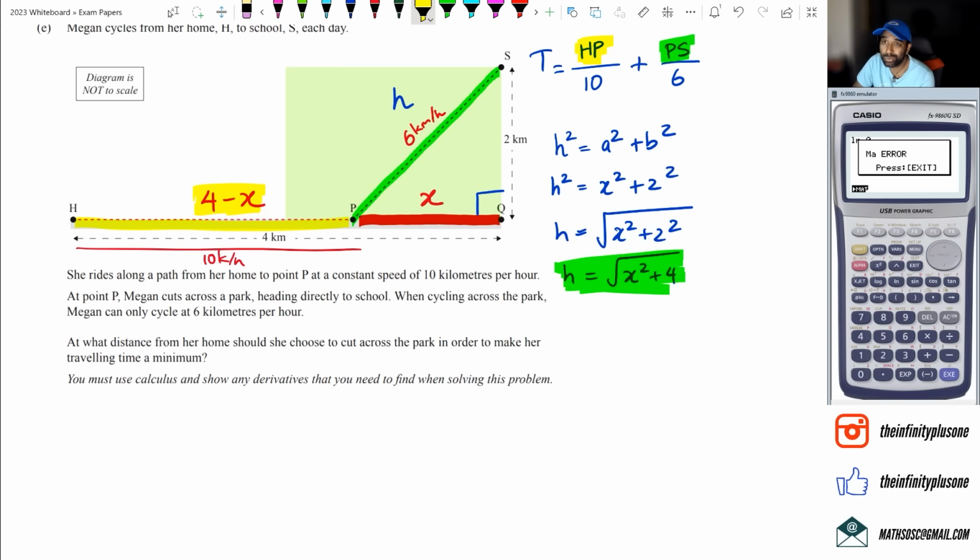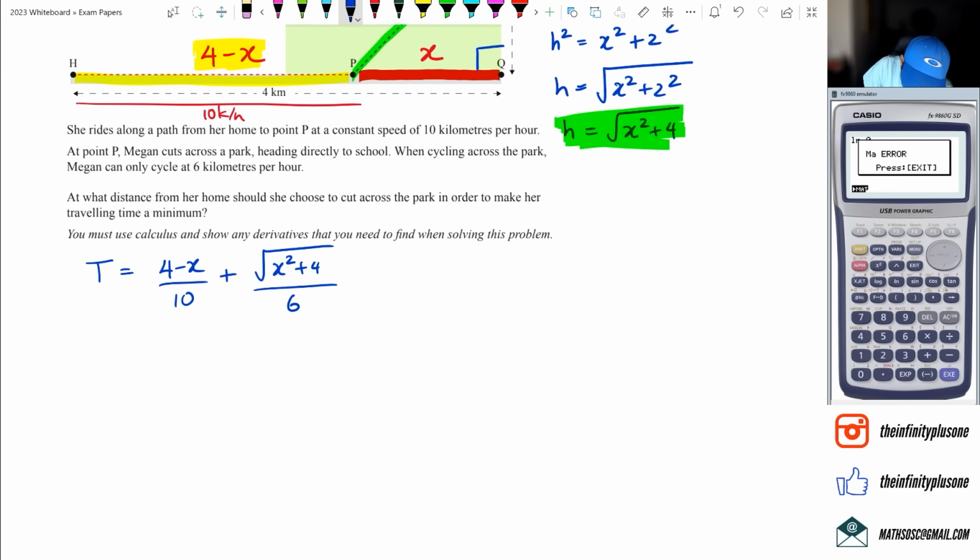And I think this is probably the trickiest part of this question. Once you get this part, the rest of it is just substituting, differentiating and solving. So we've got the formula for total time now. Our total time could be said as HP over 10. Now we know that HP is equal to 4 minus X, that's over 10, plus PS, which happens to be the square root of X squared plus 4, and she's traveling at 6. And guys, we pretty much have the equation. Now we just need to differentiate, put it equal to 0 and find out what X is.